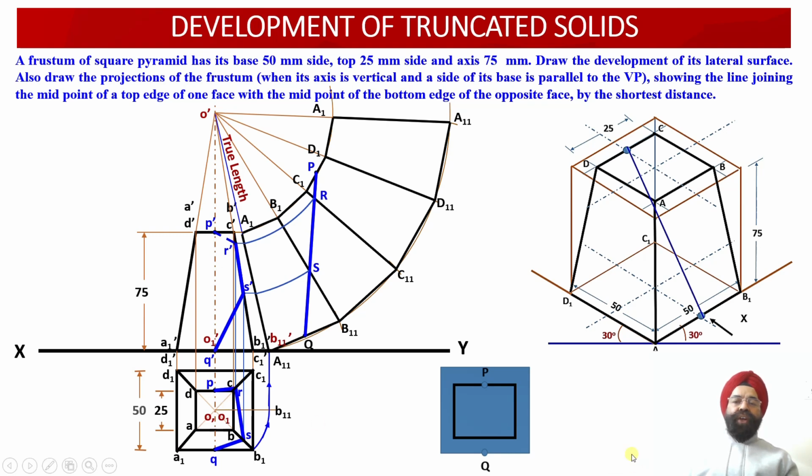So this is all for today. I hope that through this discussion you would have learnt about the procedure to obtain the development of the frustum of the square pyramid to begin with, and also you would have learnt about how we obtain the shortest distance between 2 points which are lying onto the opposite faces of the frustum of the square pyramid, when one of the edges is lying onto the top and another edge is lying onto the base of the frustum of the square pyramid over here.